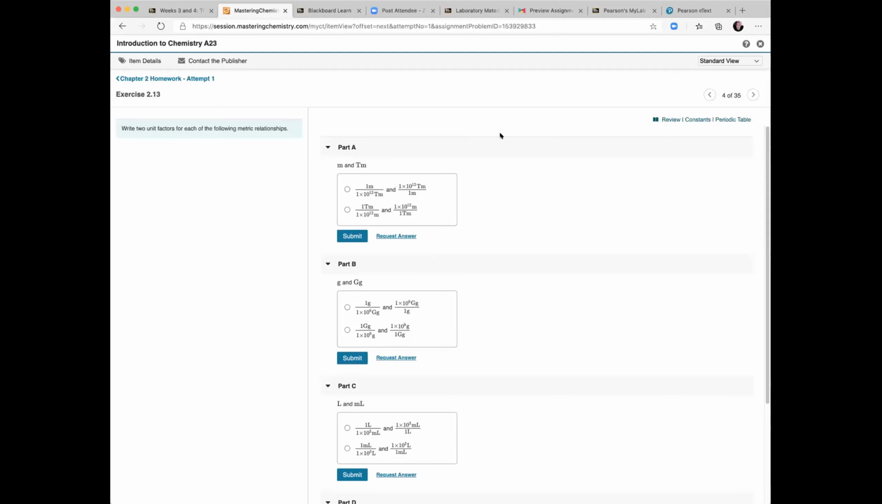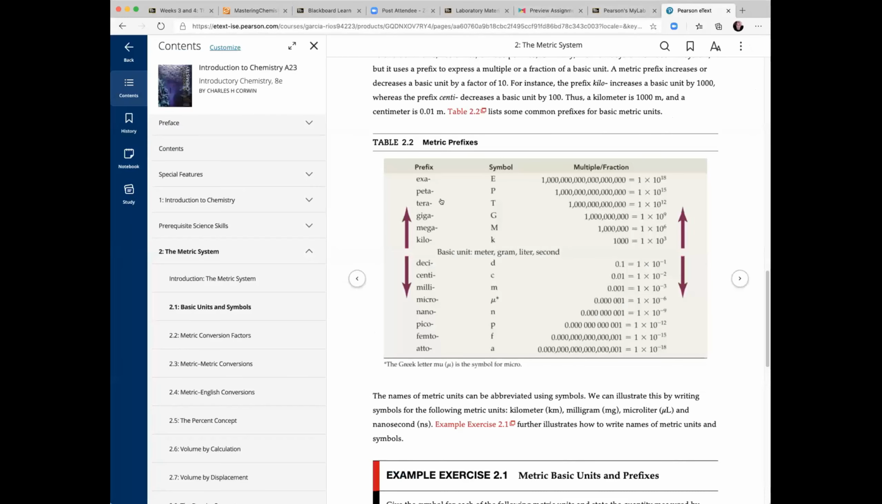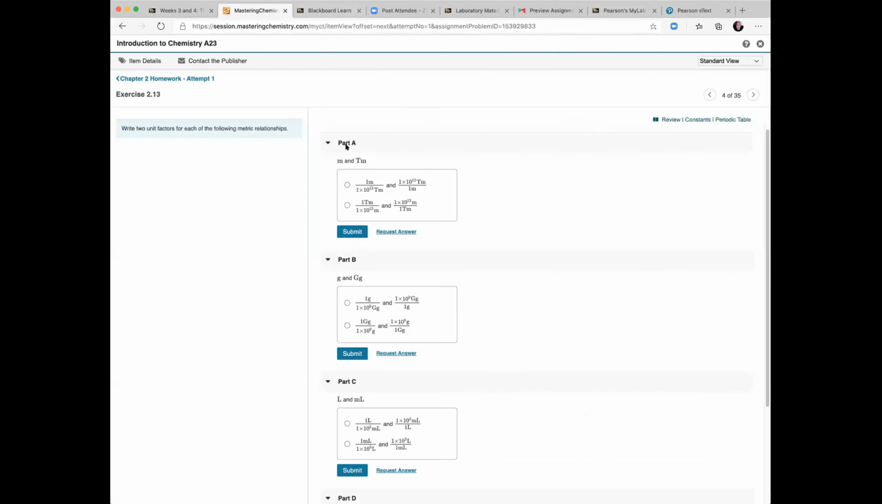Now, this is practice to write conversion factors. I think you can probably handle them without me going through each one of them. So I'm just going to look at the first one. Write 2 unit factors for each of the following metric relationships, meter and terameter. If I quickly look at the book, tera means 10 to the 12. Tera is huge compared to the base unit. So we're going to have many meters in 1 terameter.